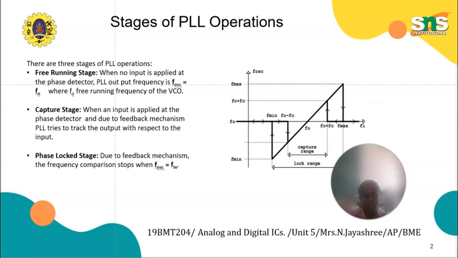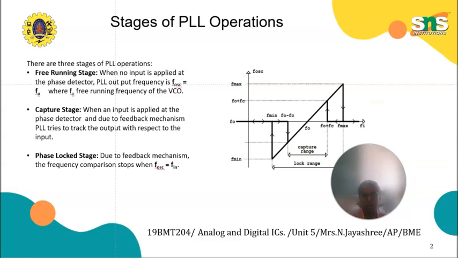Free running stage, capture stage and phase locked stage. When no input signal is applied to the phase detector, the PLL output frequency F oscillator is equal to F naught, where F naught is the free running frequency of the VCO. Capture range: when the input signal is applied to the phase detector, due to the feedback mechanism, the PLL tries to track the output with respect to the input.